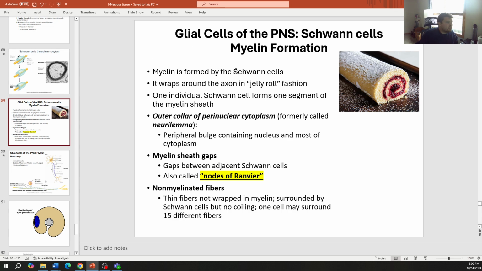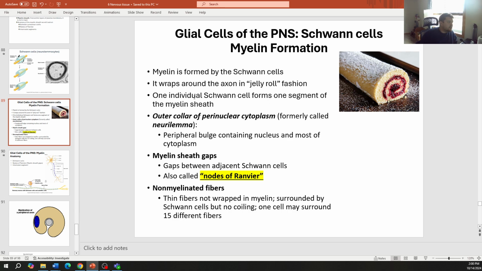So myelin is formed by the Schwann cells. It's also formed by the oligodendrocytes. In the PNS, it's the Schwann cells. In the CNS, it's the oligodendrocytes. I'm going to keep saying that because it is constantly tested. It's described as having a jelly roll fashion. This is what a jelly roll looks like. So kind of that wrapping motion.